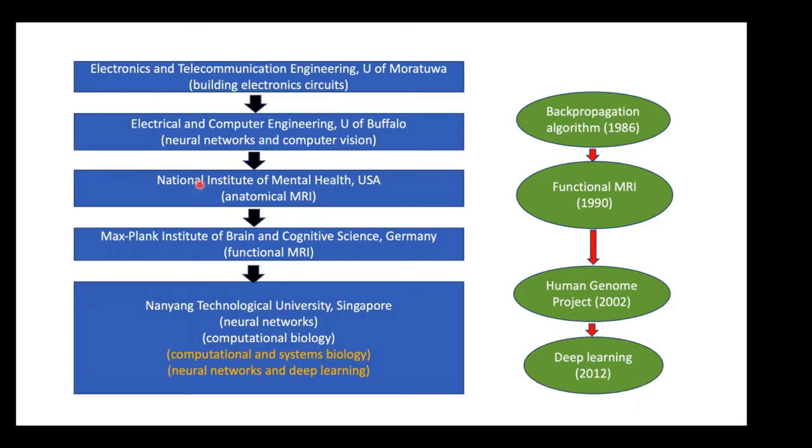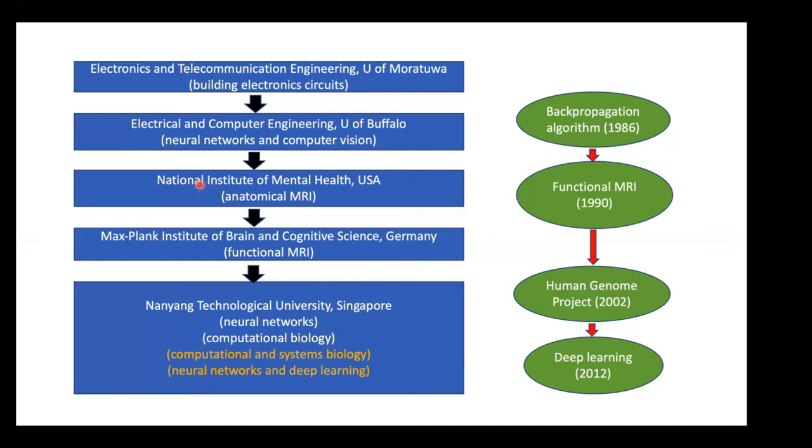In 2012, a group from the University of Toronto showed that you can have object recognition as good as human recognition. So the whole deep learning field exploded. So then I started moving to deep learning. So the research career is not planned. It was guided by scientific discovery.